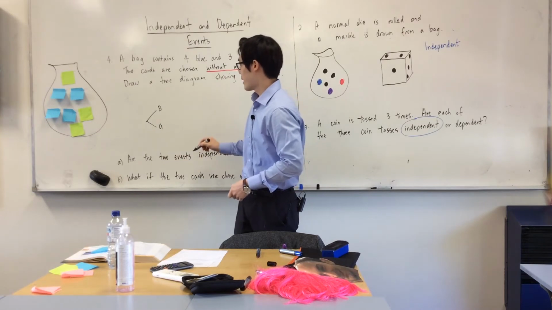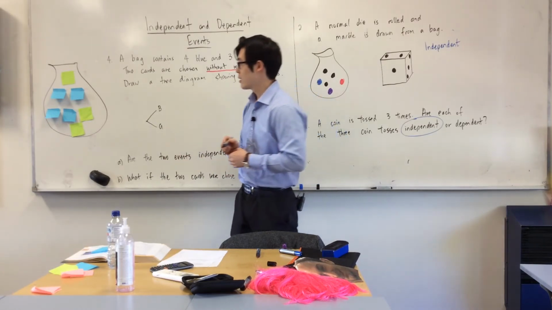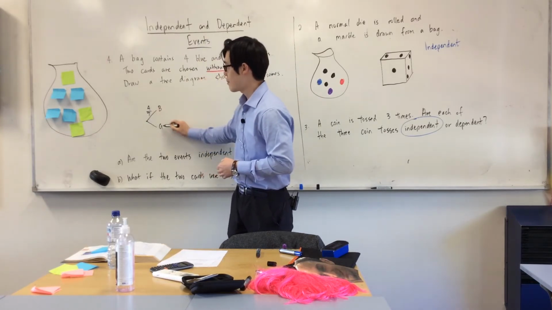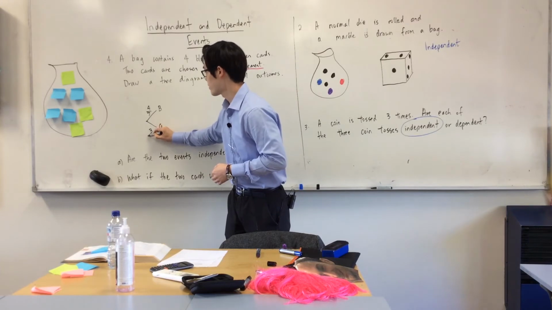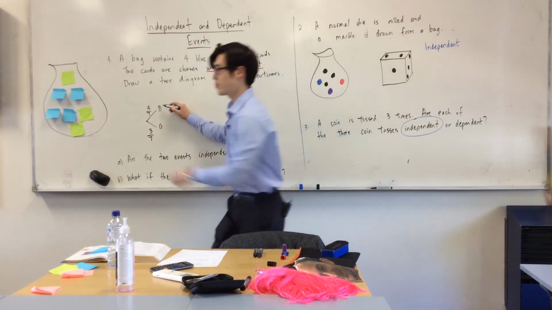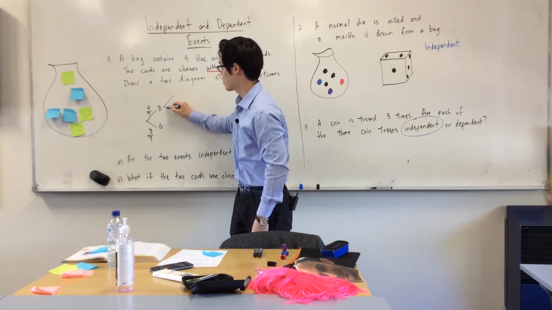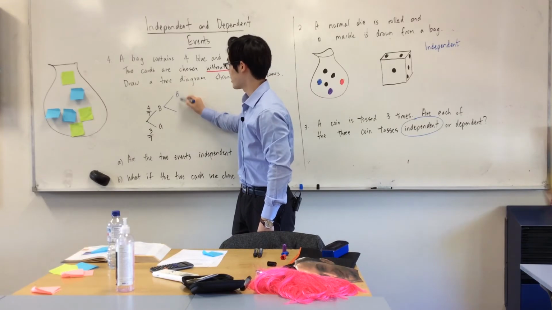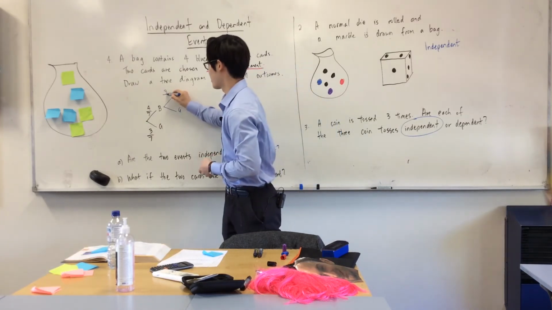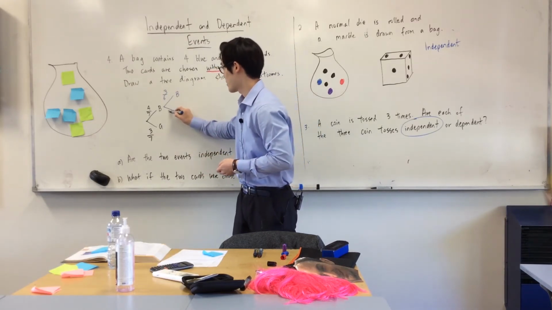Now let's assign the probability. How many blue cards are there? 4 out of 7. How many green cards? 3 out of 7, good. Now let's do the second branch. Let's say I chose blue. I still have 2 colors to choose from, blue and green, but how many blue cards are there now? 3 out of 6, good. How many green cards? 3 out of 6 as well.